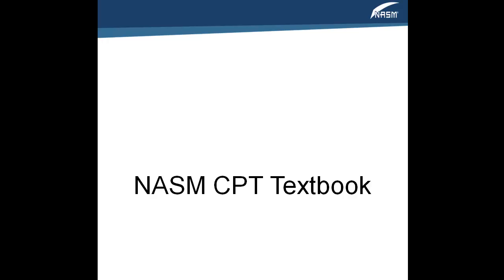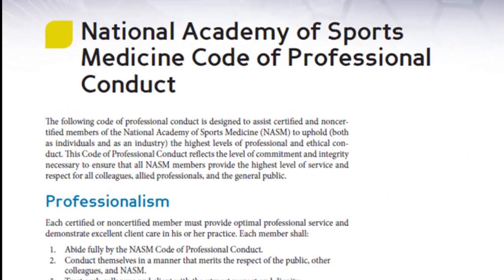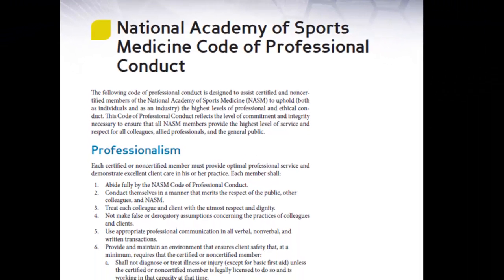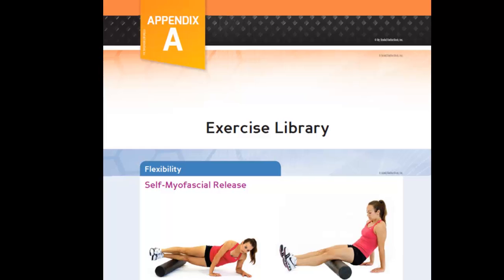Before we go over the different chapters, let's take a look at some resources that can be helpful while using this textbook. We will start with the resource in the front of your book, the National Academy of Sports Medicine Code of Professional Conduct. This section will be beneficial for you to go over as it includes information that will help you as you become a personal trainer, as well as some questions on your CPT exam come from this section. Now for the resources found at the back of your textbook.